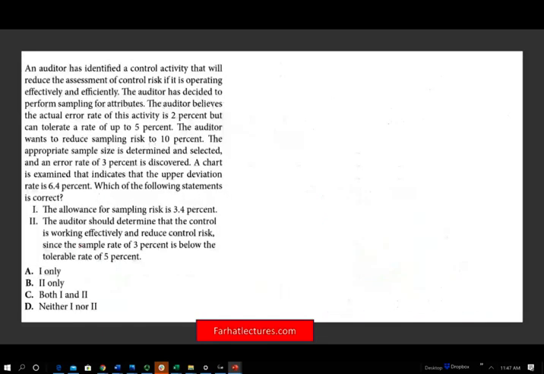Let's look at this question. This question involves a lot, and I keep it for last because you have to have a good understanding of what we're doing. So let's take a look at this question. An auditor has identified a control activity that will reduce the assessment of control risk if it's operating effectively and efficiently. That's excellent. That's why we assess control risk, to see if it's working effectively and efficiently, then we can rely on the control. The auditor has decided to perform sampling for attributes. That's what you do. You sample for attributes for internal control. The auditor believes that the actual error rate of this activity is 2%. Okay, so let's look at this.